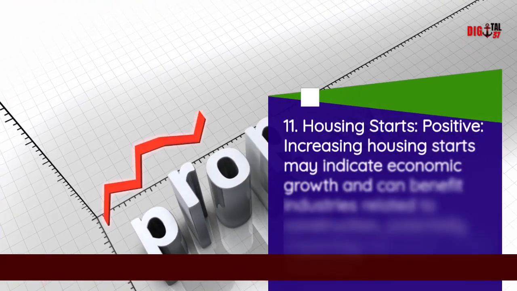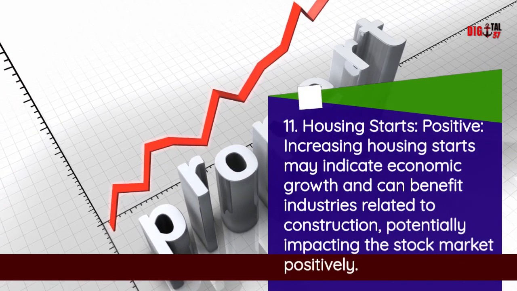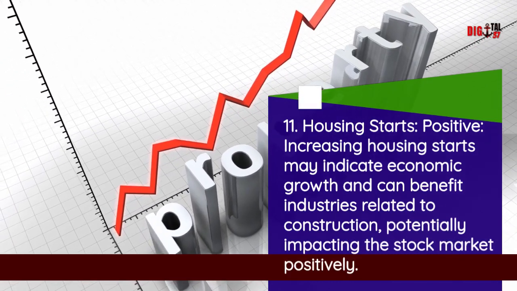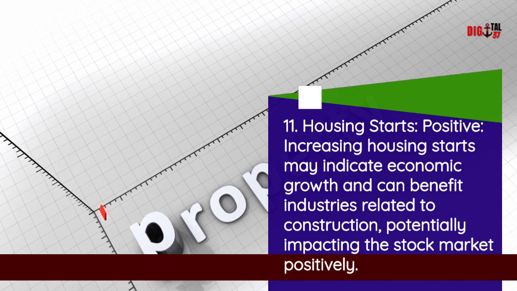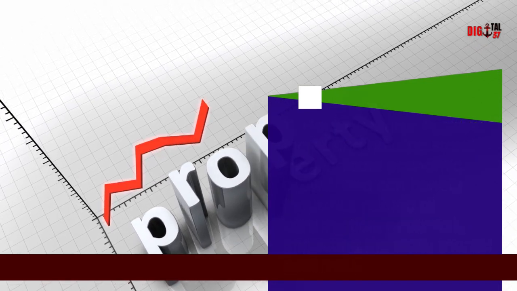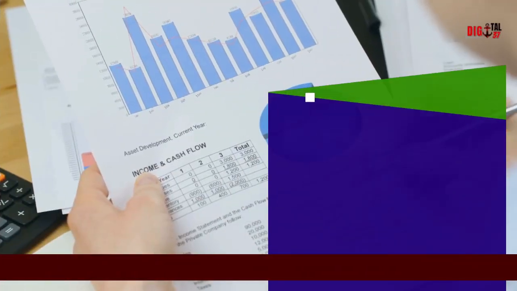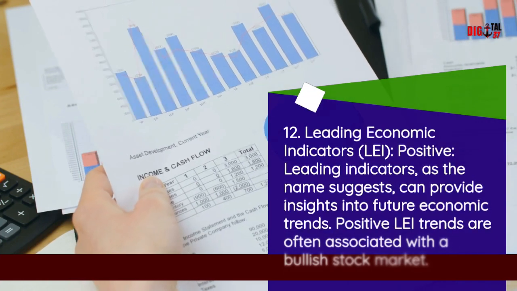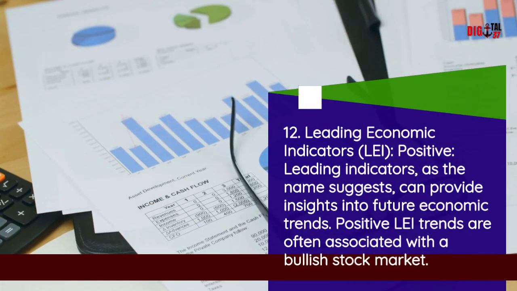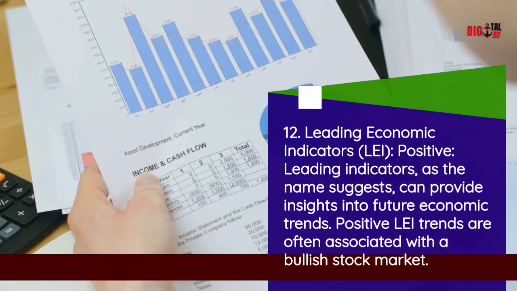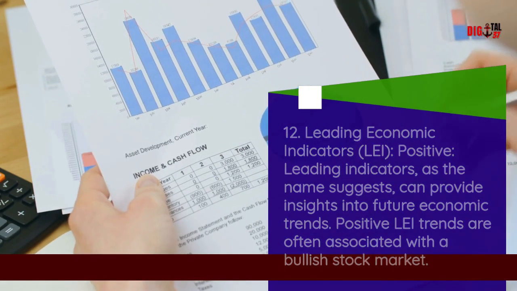11. Housing starts: positive. Increasing housing starts may indicate economic growth and can benefit industries related to construction, potentially impacting the stock market positively. 12. Leading economic indicators, LEI: positive. Leading indicators, as the name suggests, can provide insights into future economic trends. Positive LEI trends are often associated with a bullish stock market.